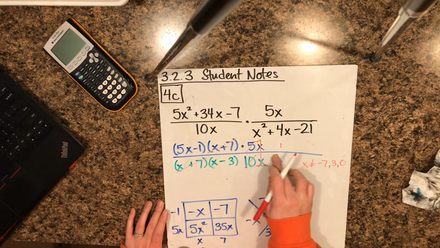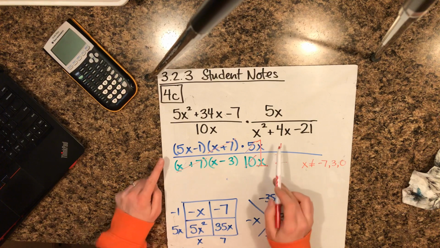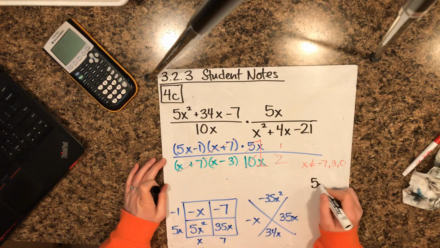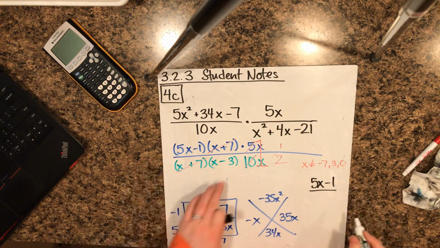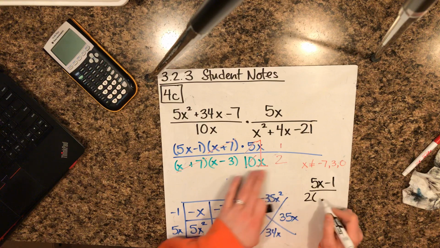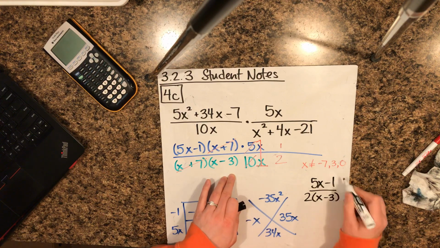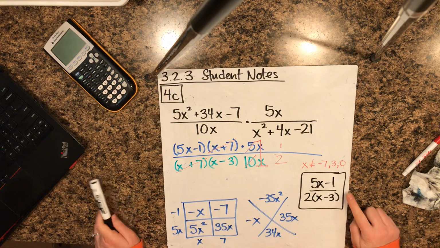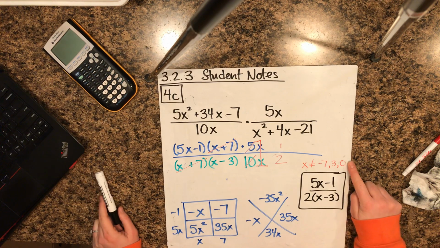Whoops, 1/2. So I have on top 1 and a 5x minus 1. So a 1 and a 5x minus 1. And on the bottom, I have a 2 and an x minus 3. And I do not need to multiply the 2 out. I can leave it like that. Here is my answer with restrictions.